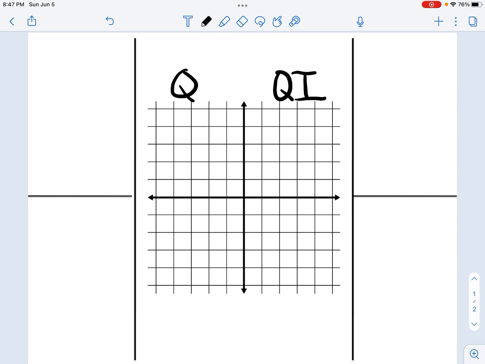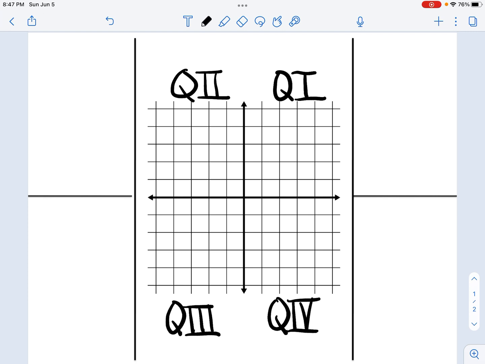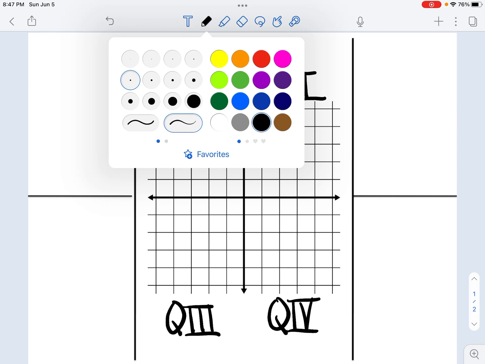This one over here is quadrant 2. Then we go down here. This is quadrant 3. And this one is quadrant 4. So go ahead and label those different quadrants if you have not already. Now we're going to look more specifically at the different quadrants.